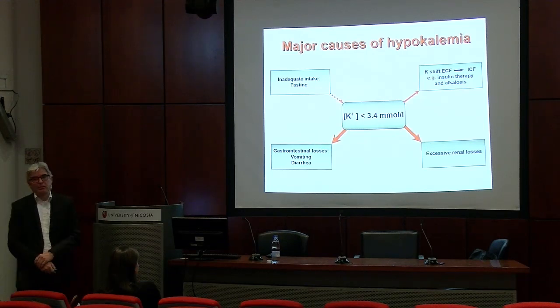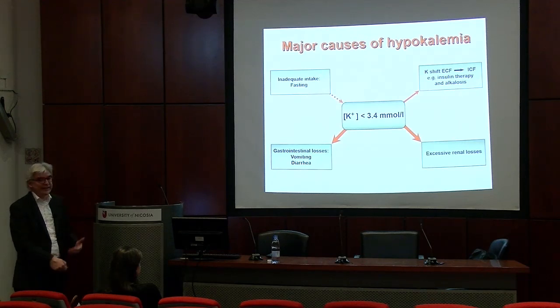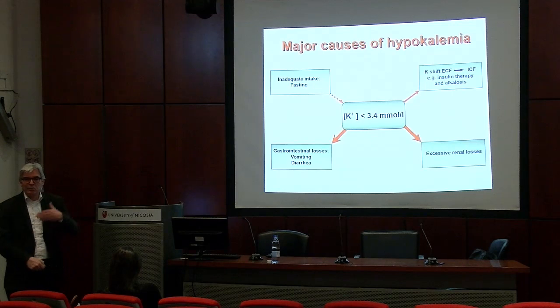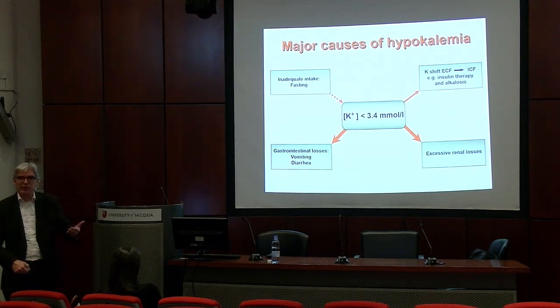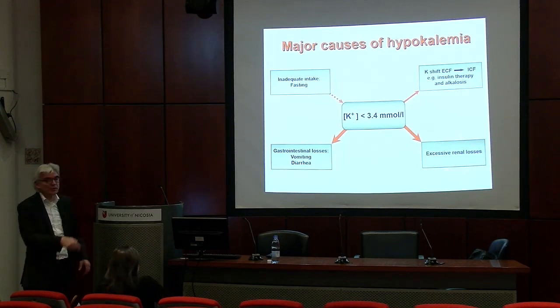If we then go back to our patient, the cat was eating completely normally. So this could not be the reason. There were no indications for a shift. The cat did not vomit, and the cat did not have diarrhea. So the most logical explanation for hypokalemia in our cat was that there was excessive loss of potassium with the urine.